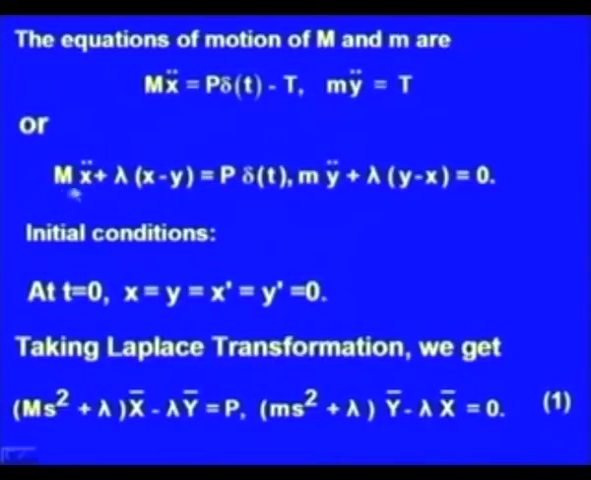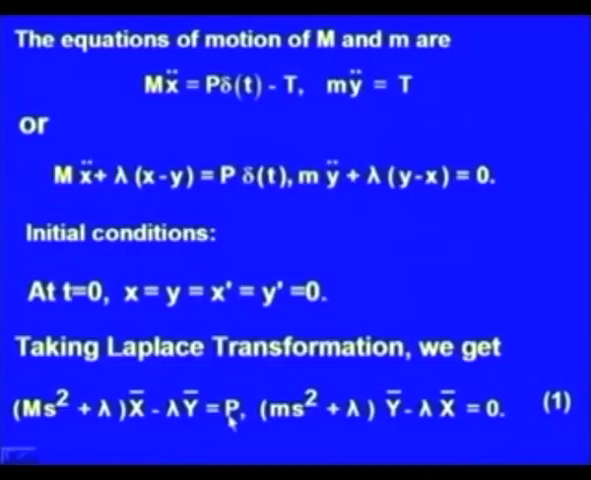Laplace transform of this will be m times s square x bar minus s x 0 minus x dash 0. Making use of the initial conditions x 0 equal to 0, x dash 0 equal to 0, after taking the Laplace transform of this equation, we shall have (m s square plus lambda) times x bar minus lambda times y bar equal to p times lambda times L of delta t, the Laplace transform of delta t. Now, we know that the Laplace transform of delta t minus a is equal to e to the power minus a s. So, taking a equal to 0, we get the Laplace transform of delta t as e to the power 0 s, that is 1.